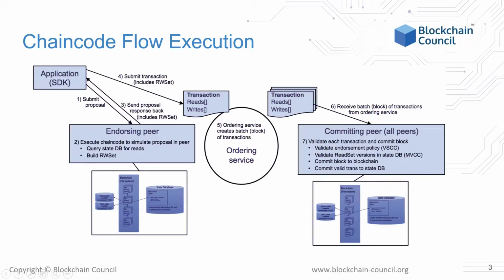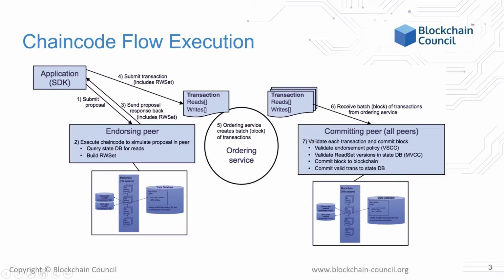Let's understand a simple chain code execution flow. The first component is the application (SDK), or you can use any programming language, for example Node.js, to construct and submit the proposal. The transaction proposals are submitted by an application to the endorsing peers. The purpose of the endorsing peer is to execute the chain code to simulate the proposal in the peer, query the state DB, and build a read-write set. Their target is to endorse the transactions and structure them according to the executions.